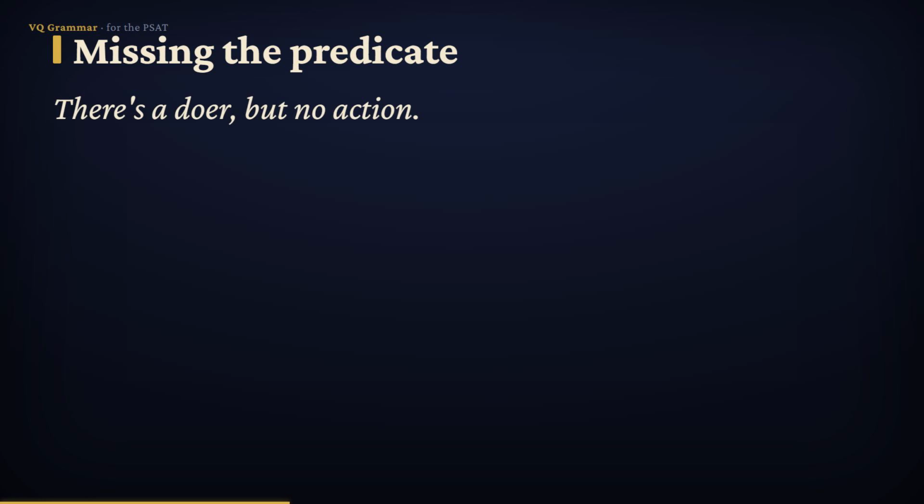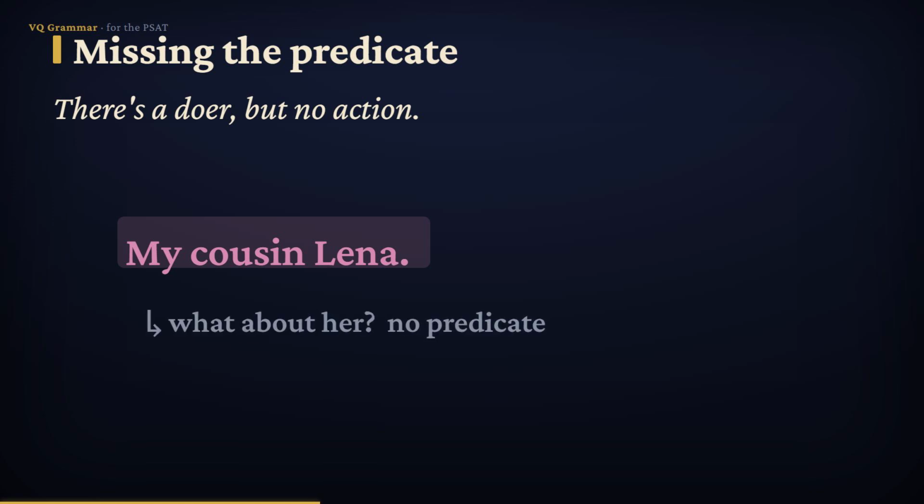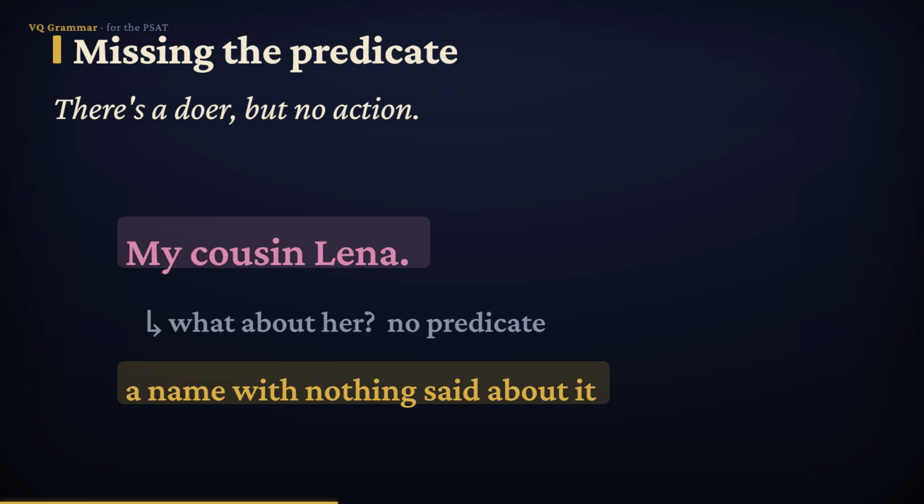Now, here's one missing its predicate, my cousin Lena. This time, we do have a subject, my cousin Lena, but then ask, what about her? What did she do? Nothing is said. We have a name with nothing said about it, so the thought just stops. With no predicate, this too is a fragment.